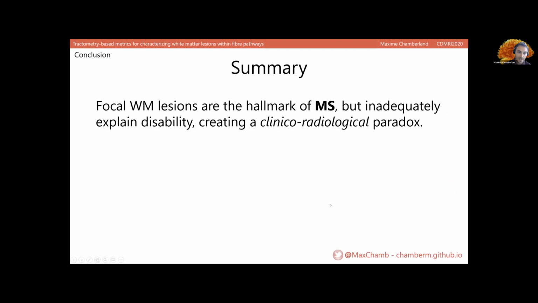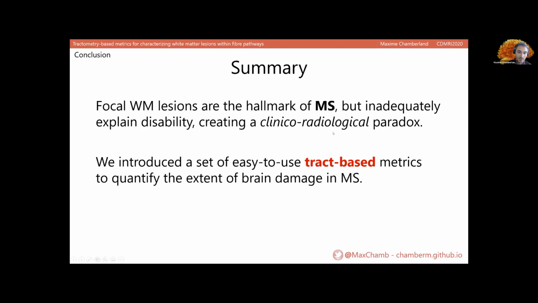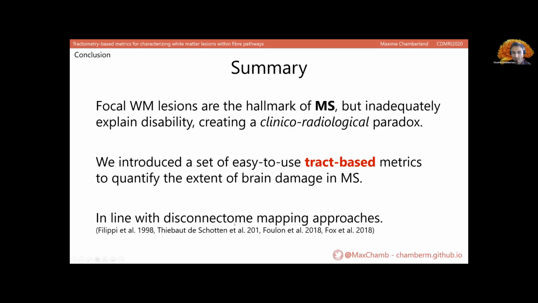So in summary, yes, lesions are quite important in MS, but they don't explain the clinical radiological paradox as well. And we introduce a new set of tract metrics that should be easier to use to quantify the extent of damage. And this is well in line with the disconnectome mapping approaches that have been proposed in the past.